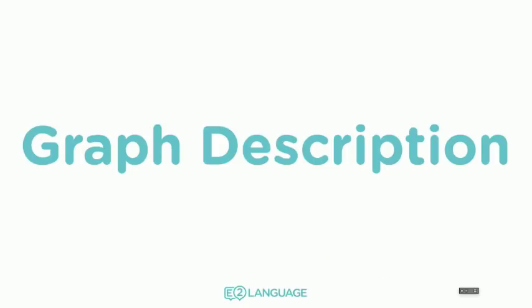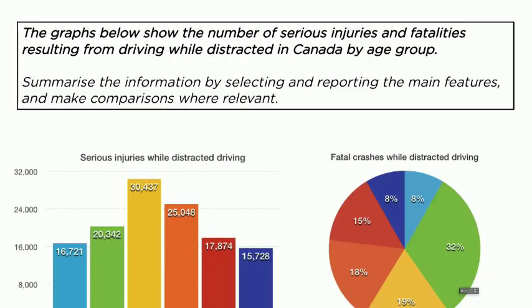Well, first of all, you need to read the graph description because it'll explain in more detail what these graphs actually are showing. It's located on top of the graphs, and it's the first sentence in the box. It says, the graphs below show the number of serious injuries and fatalities resulting from driving while distracted in Canada by age group. So we've got two things there.